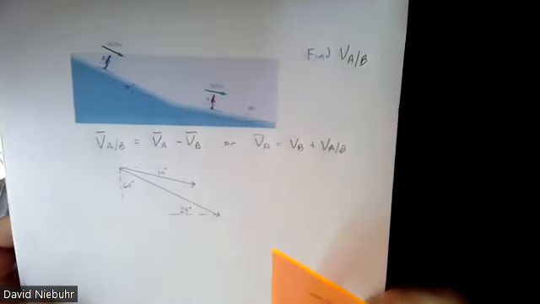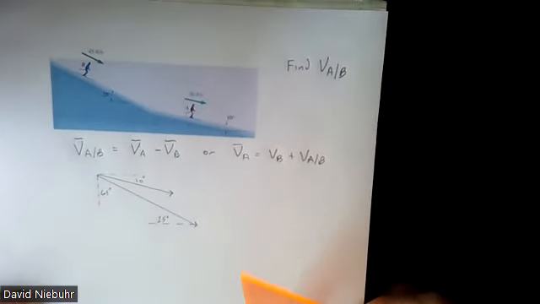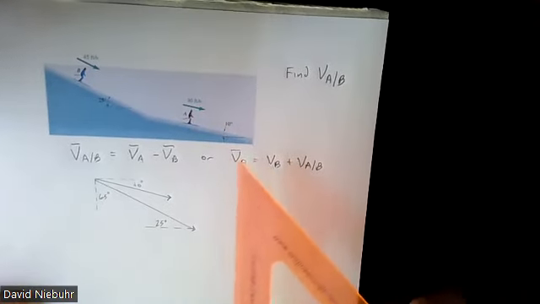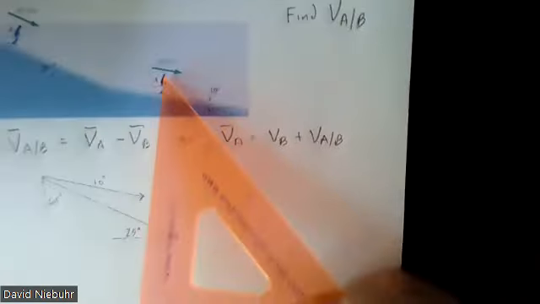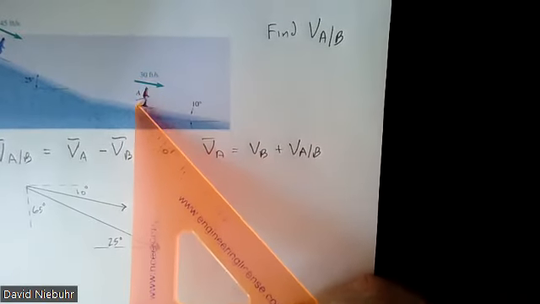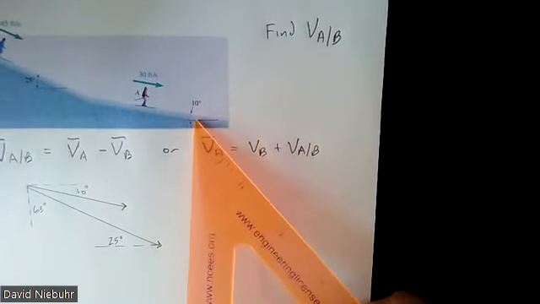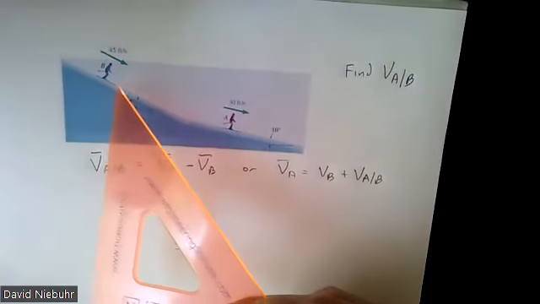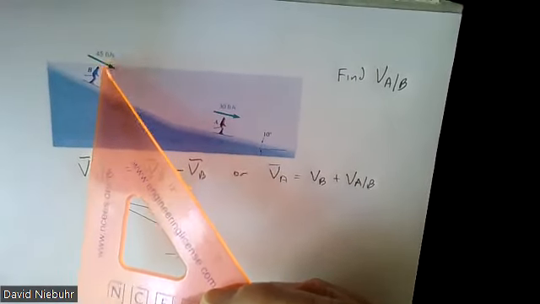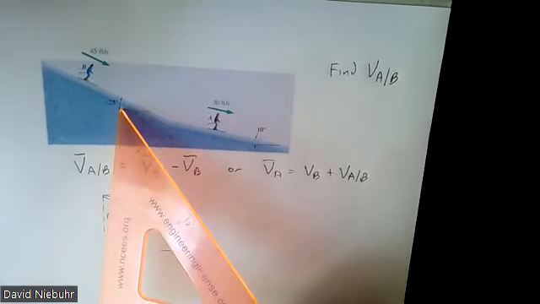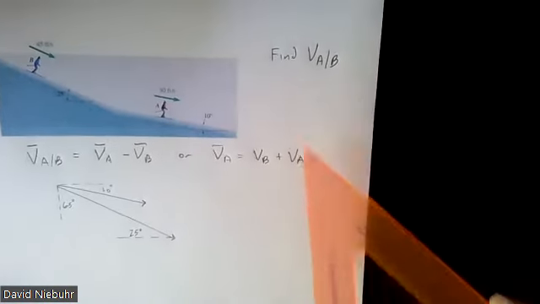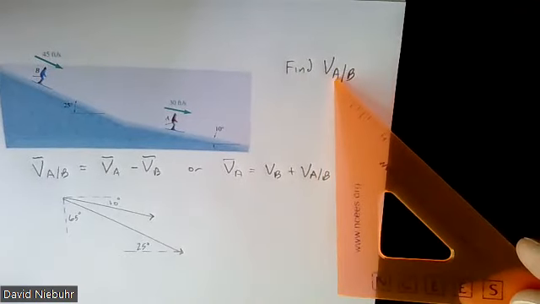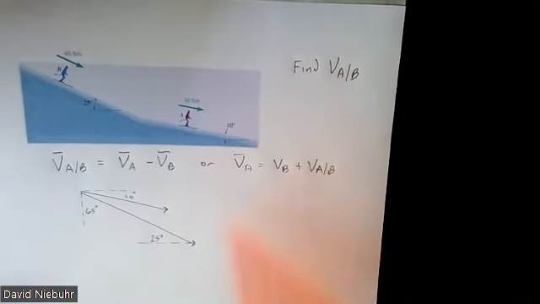So we're still in 2D. In this case, we have two skiers going down a slope. We have this skier here. Sorry, it's a little hard to read. 30 feet per second on a slope of 10 degrees. And then a skier behind them going at 45 feet per second, and they're at a slope of 25 degrees. So we want to find the velocity of A with respect to B.